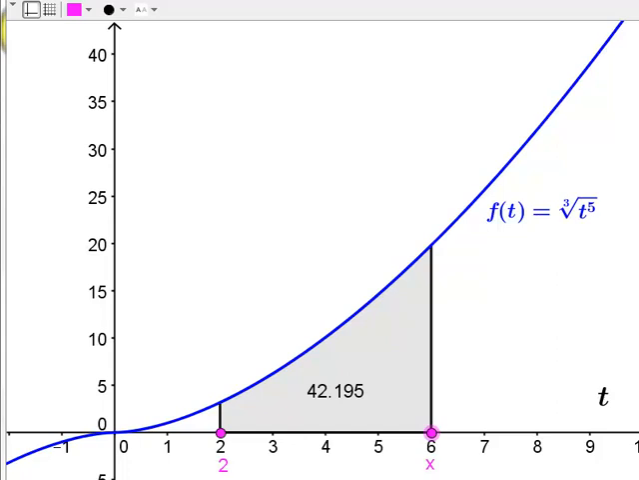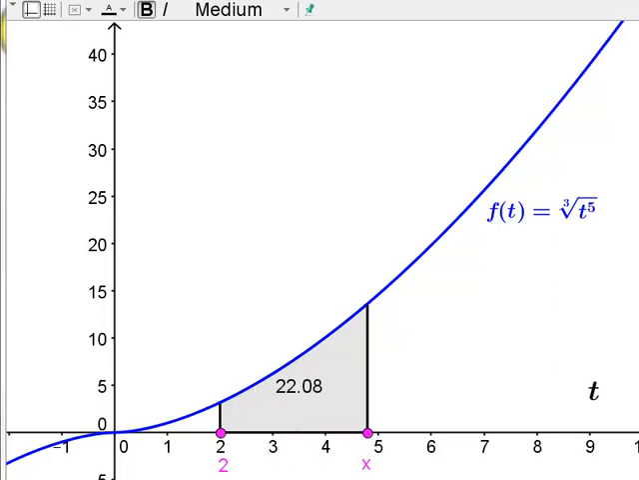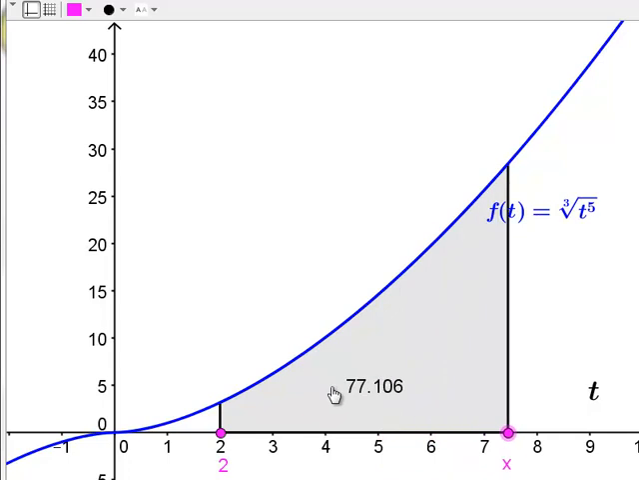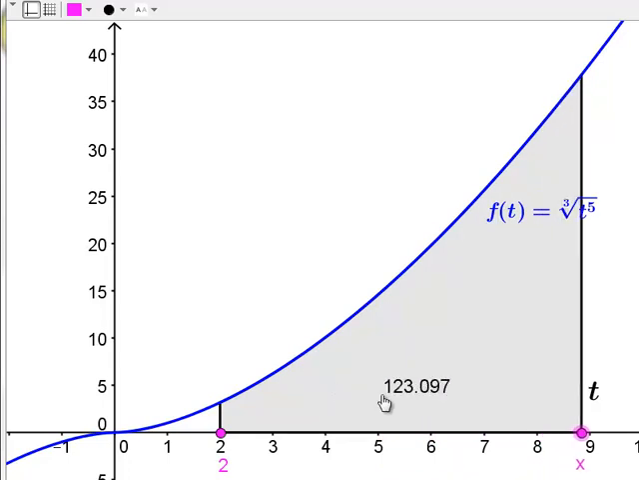So here's essentially what the second FTC invites us to do. It invites us to look at this function, this big F, which represents our area under the curve, as a function in its own right. So as I drag for different values of x, I see that that area is changing. Let's now ask the question, at what rate is this area changing? If it's a function in its own right, how fast is this area changing?